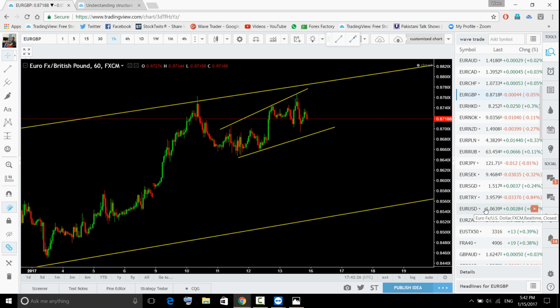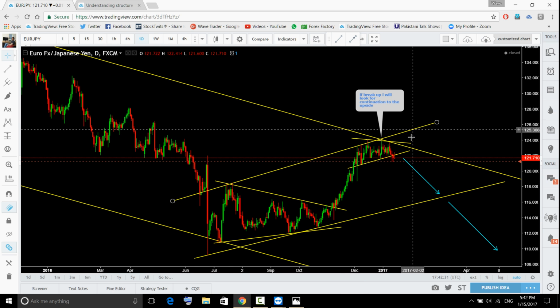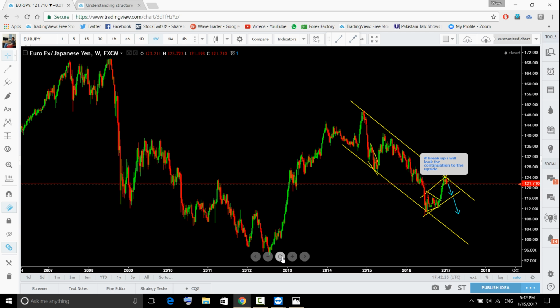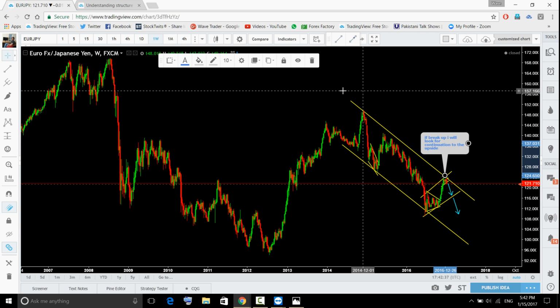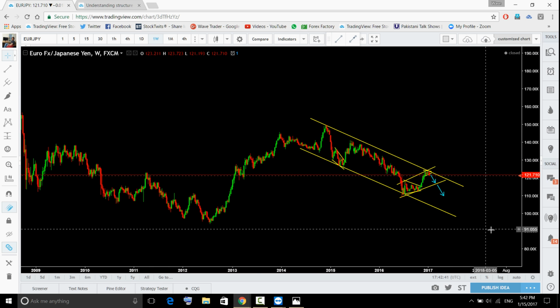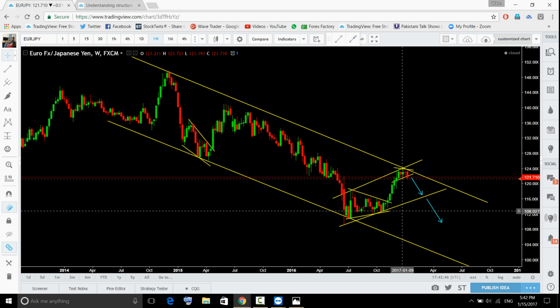Euro New Zealand is not ready. Euro yen, this is the move which I'm looking for at the moment. Weekly structure is not saying continuation to the upside. This is what I'm looking for, this move.